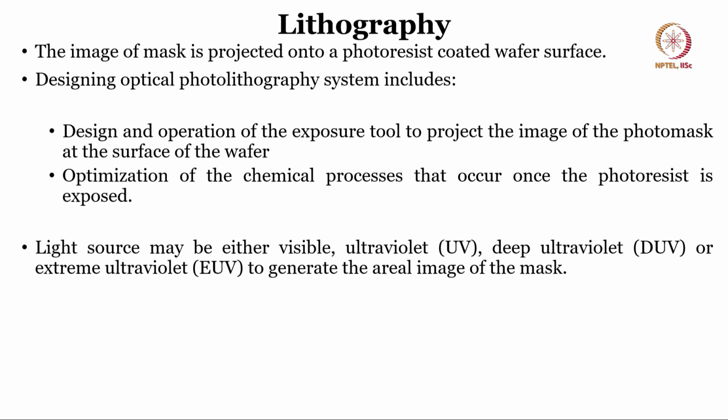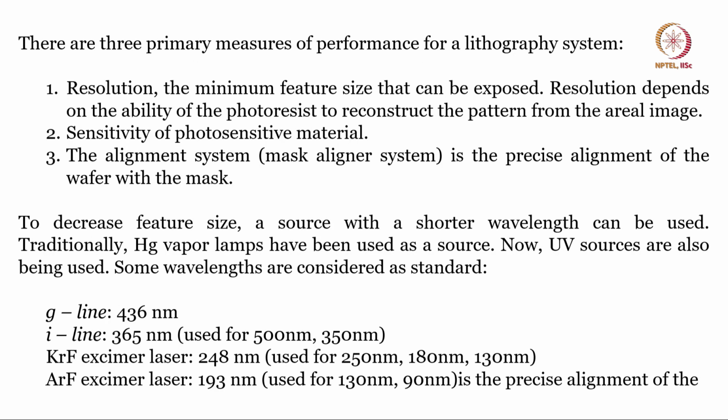Now what will the mask aligner include? One is the design and operation of the exposure tool. Second is optimization of the chemical process that occurs once the photoresist is exposed. The light source may be visible, ultraviolet, deep ultraviolet or extreme ultraviolet light to generate the image of the mask onto the wafer.